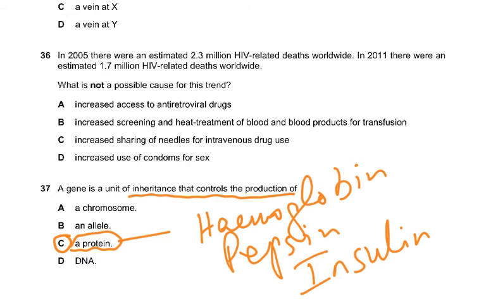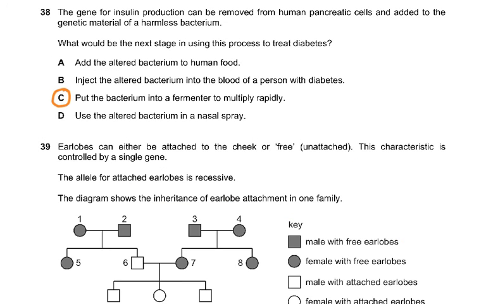Then coming to the next question. Question number 38. The gene for insulin production can be removed from human pancreatic cells and added to genetic material of a harmless bacterium. What would be the next stage of using this process to treat diabetes? Put the bacteria into a fermenter to multiply rapidly, because this bacteria now is going to produce insulin for us. So we need millions and millions of copies of this bacteria so that we can make a lot of insulin. So that is why the answer was C. The others are all wrong.